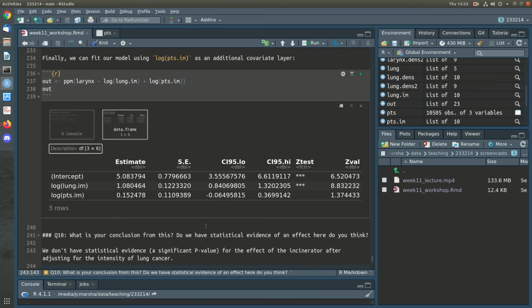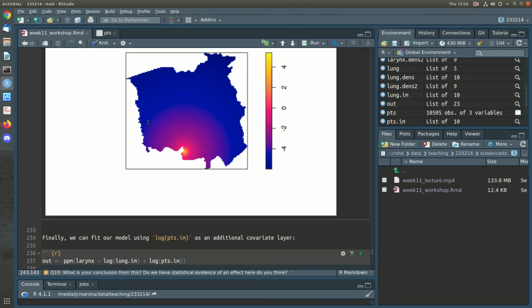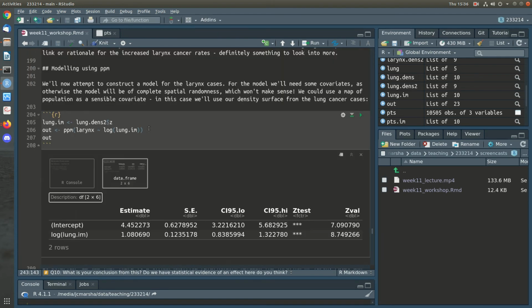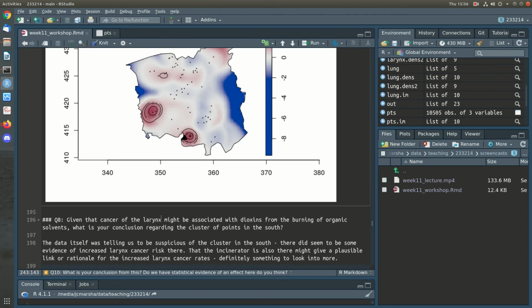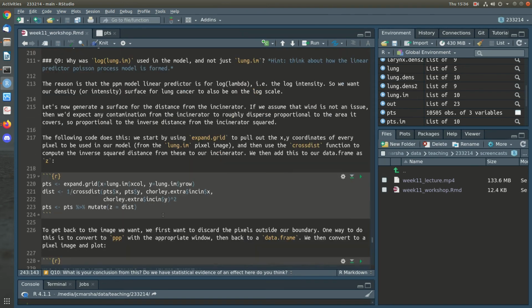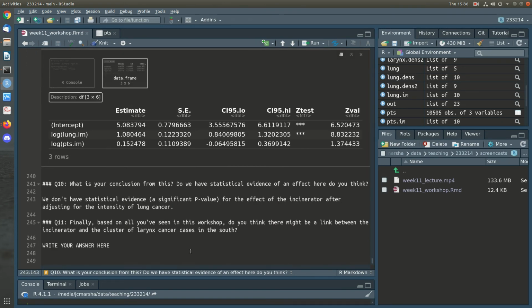And part of that, I guess, might be because we do have a cluster of cases over here, don't we? If we look back at our risk map, we do have a cluster of cases over here that are actually quite far away from the incinerator. And of course, the incinerator might explain these ones, but it doesn't really explain these ones over here at all. And so that may be why we're not getting such a clear result in this modelling.